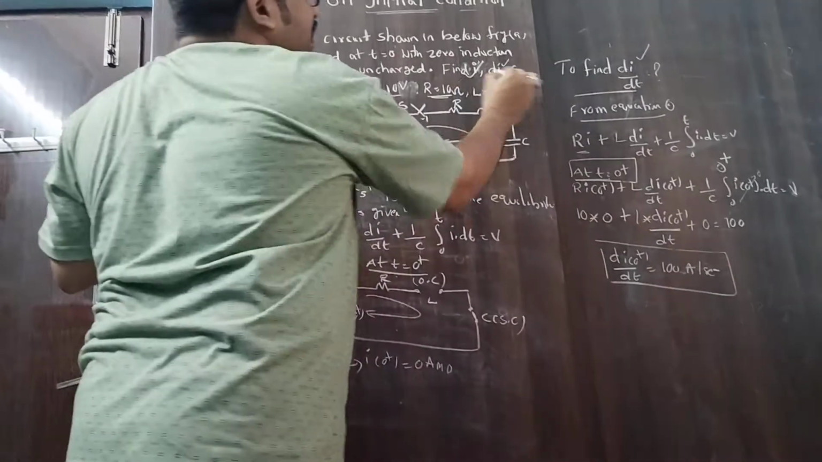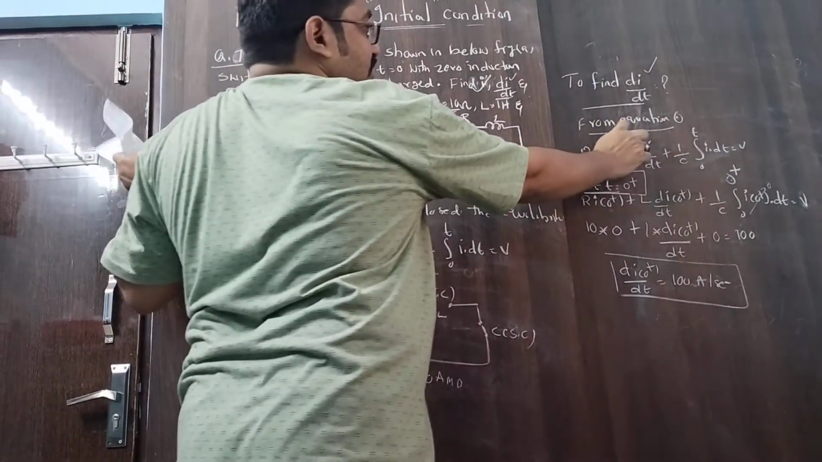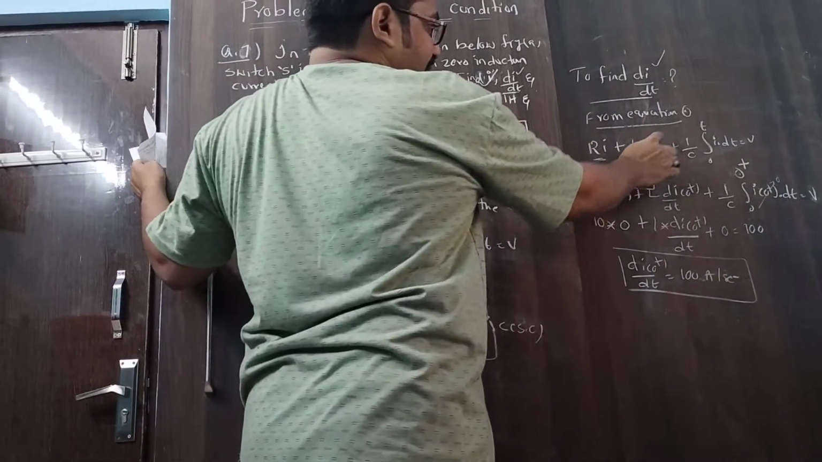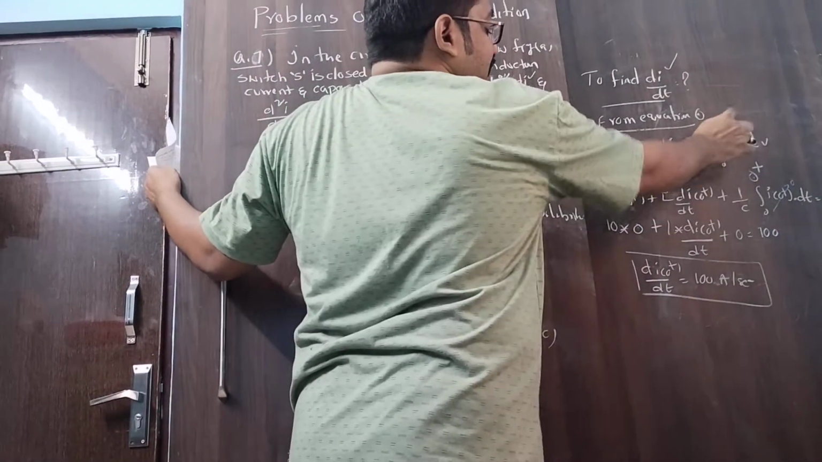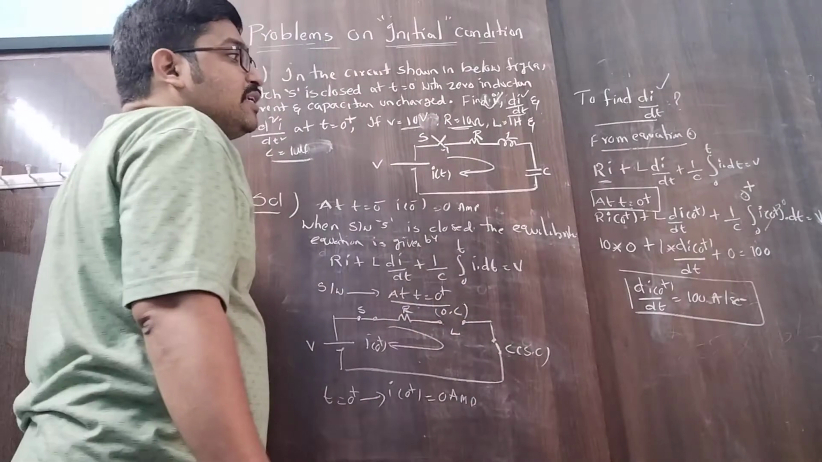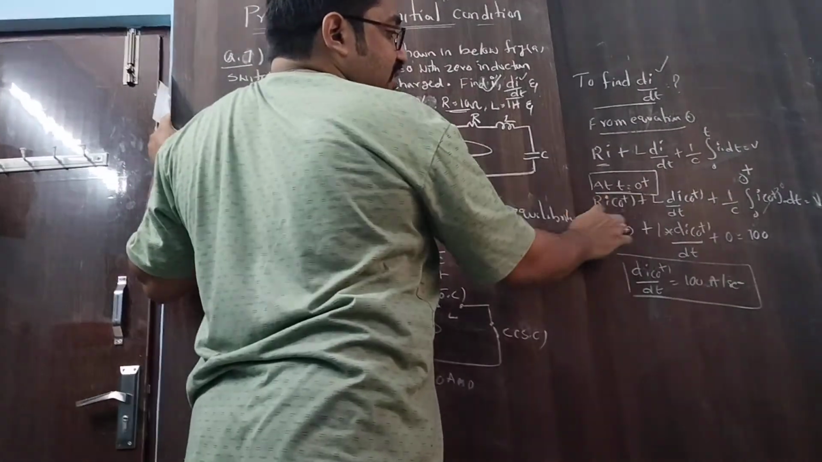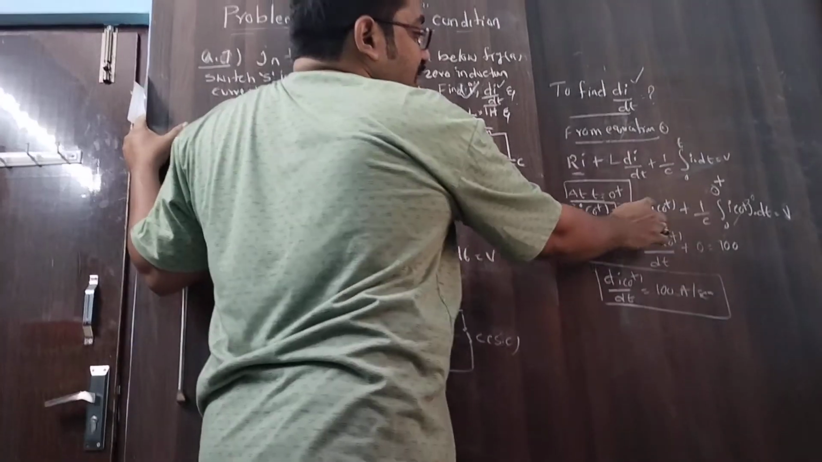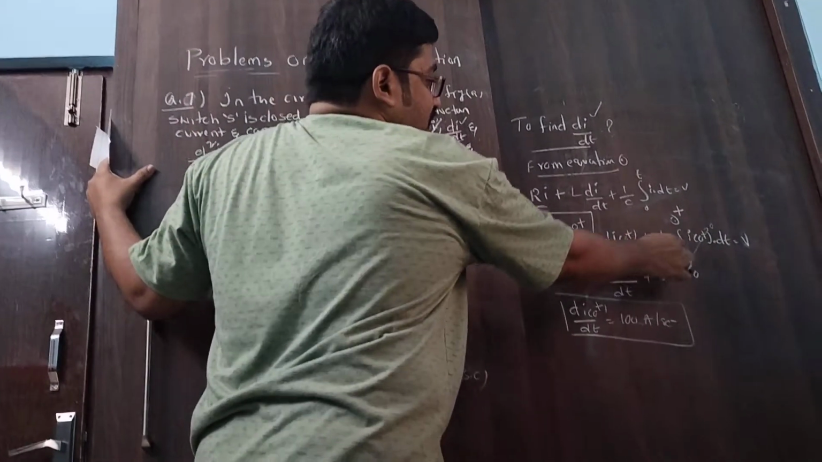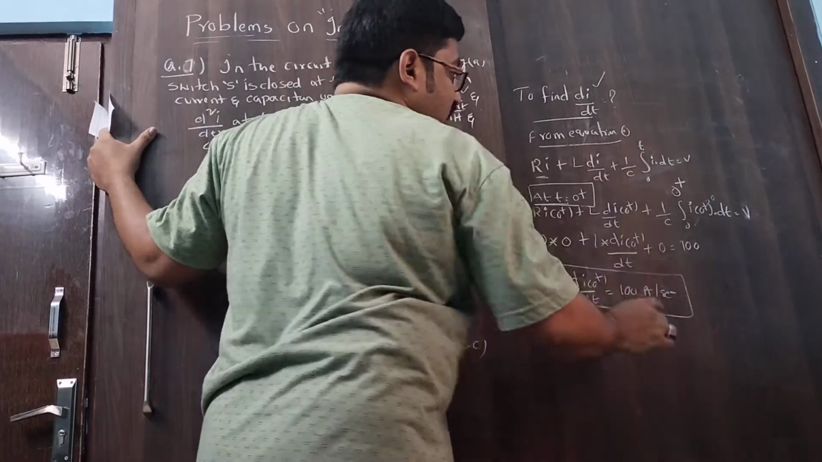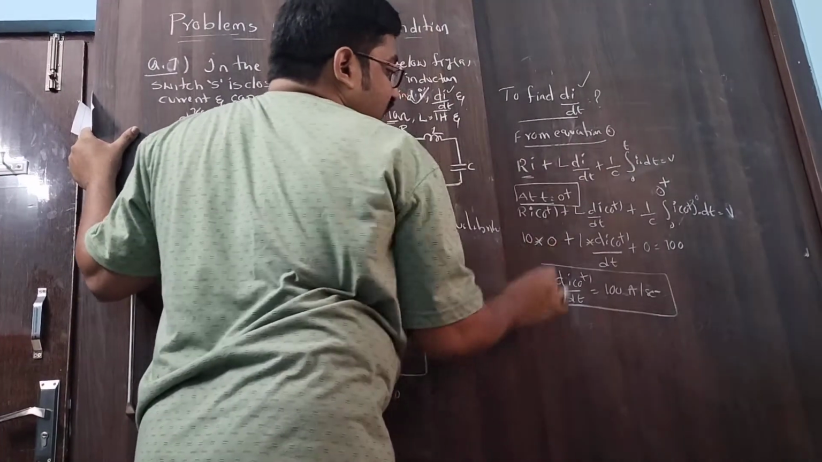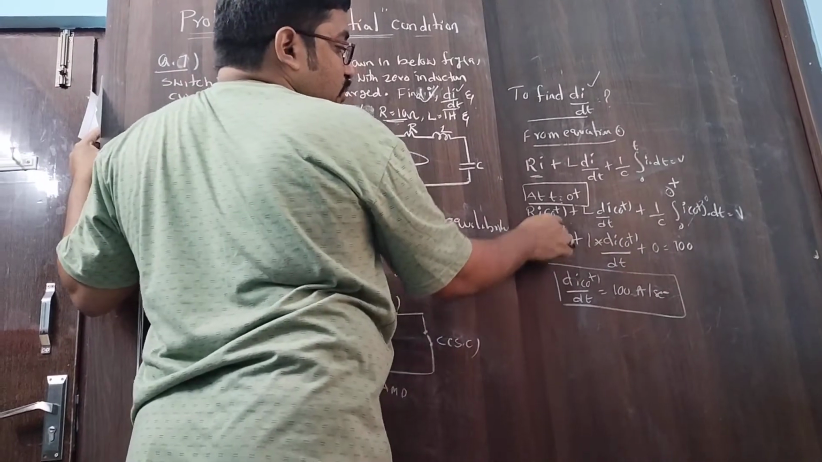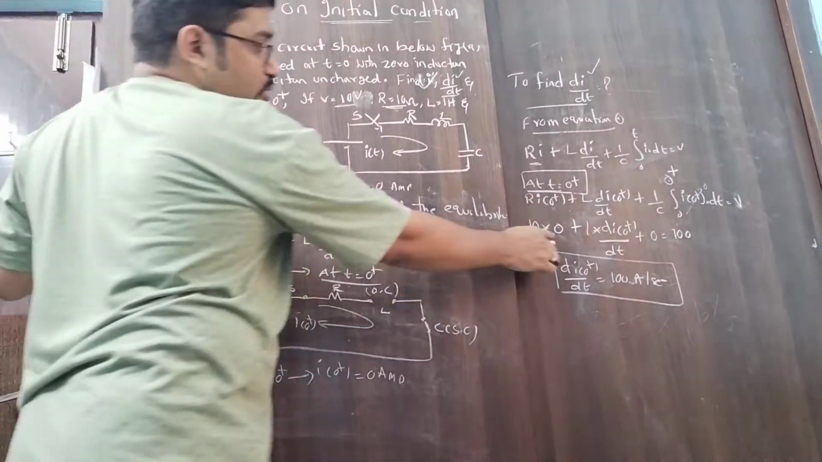Now you need to find di by dt. Differentiate equation 1: Ri plus L into di by dt plus 1 by c integral of 0 to t of i dt, at t equals 0 plus. Just substitute R into i of 0 plus, plus L into di by dt of 0 plus, plus 1 by c integral of i of 0 plus dt, where the limit is 0 to 0 plus. What is the value of R? R is 10, so 10 into i of 0 plus, which is 0, gives 0.